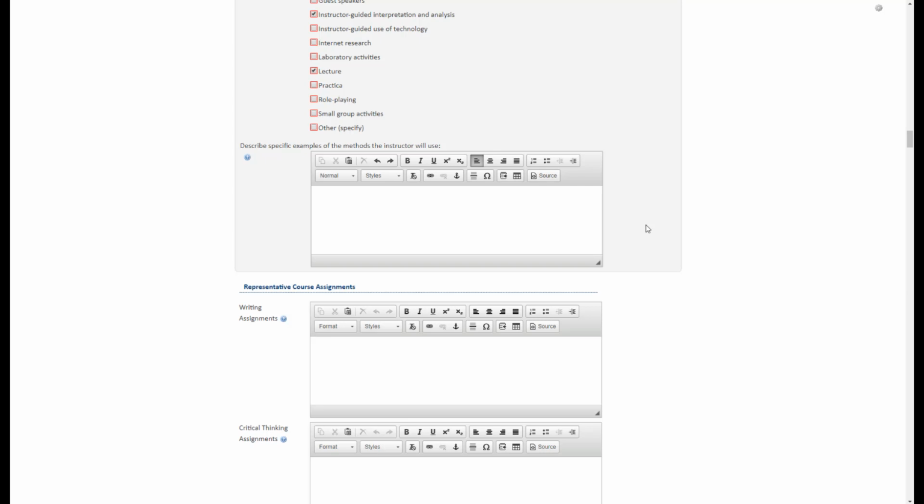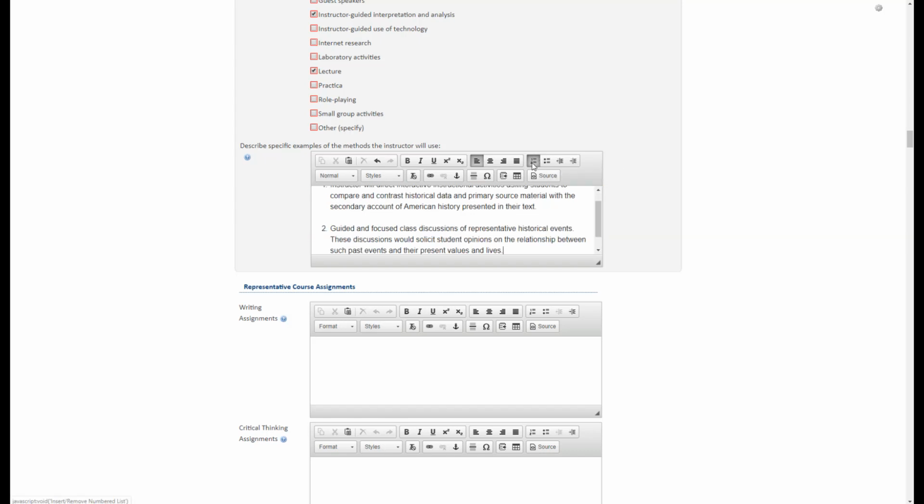For our example course, I will create a numbered list, and the first method the instructor will use is: instructor will direct interactive instructional activities asking students to compare and contrast historical data and primary source material with the secondary account of American history presented in their text. Another example would be guided and focused class discussions of representative historical events. These discussions would solicit student opinions on the relationship between such past events and their present values and lives. For other examples of instructional methodology, see existing outlines in CIM.